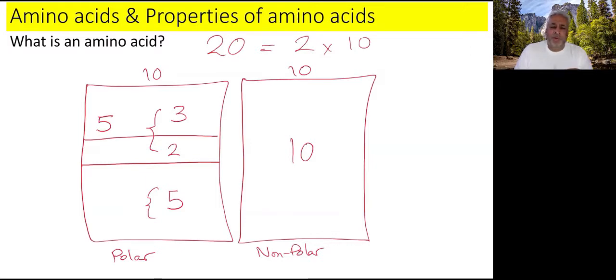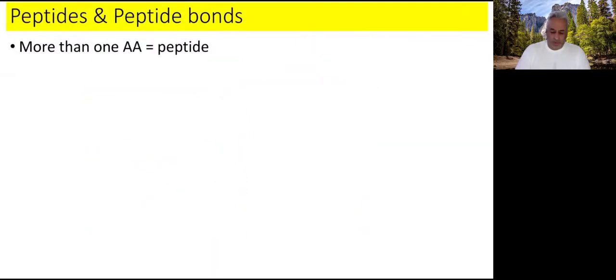And those are the properties that will now govern how these individual amino acids then flavor the polypeptide or the protein of which they are part. So knowing that is key to understanding protein function.